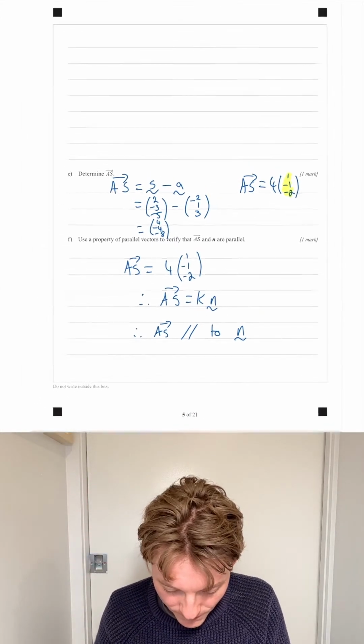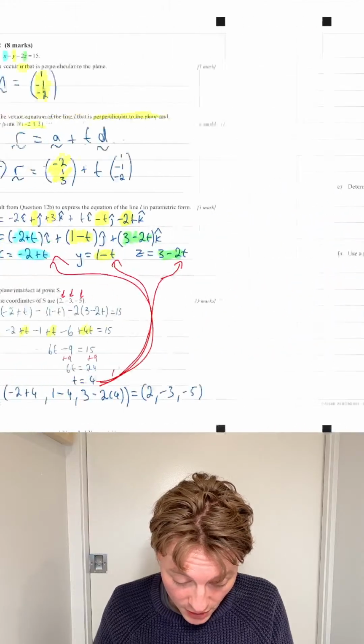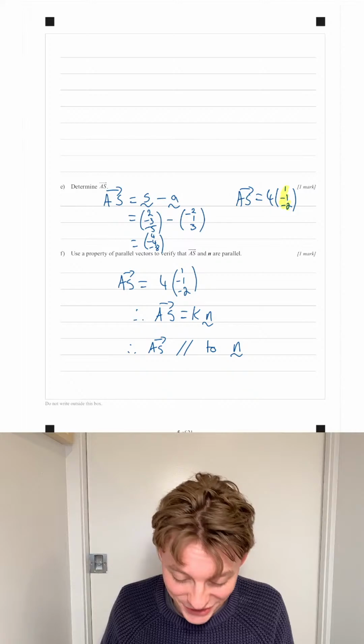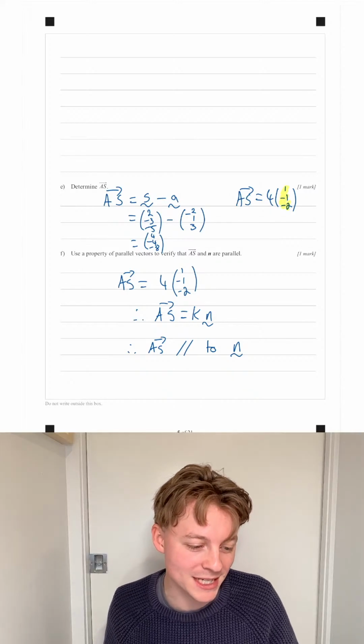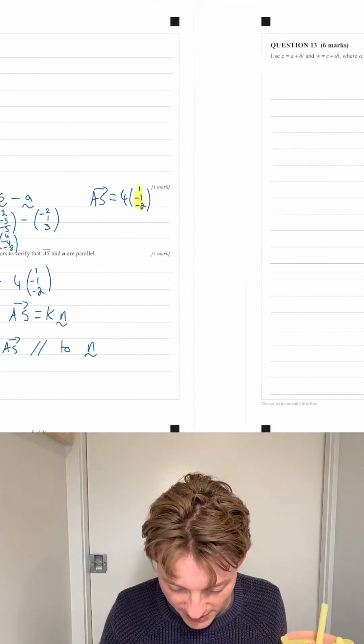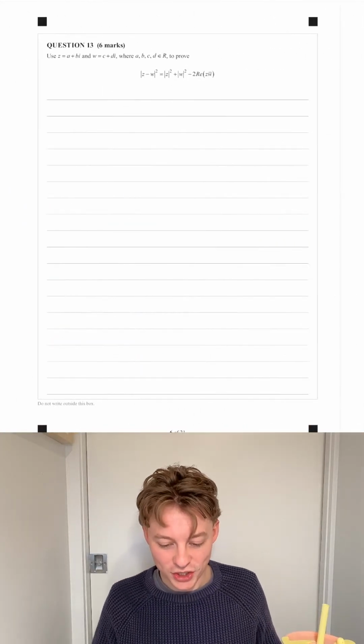Wow, that is only the first 2 questions. So you can see, if we're not prepared going into the exam, the time can run away from you a little bit, right? Question 13.